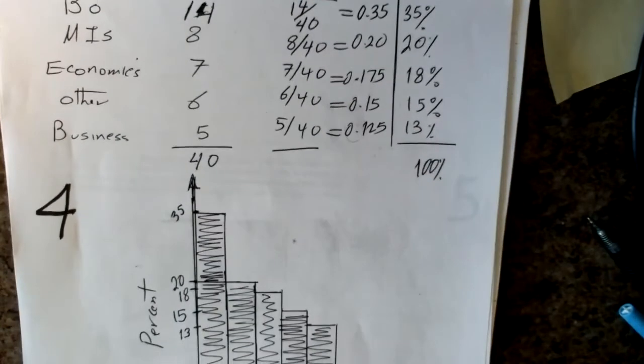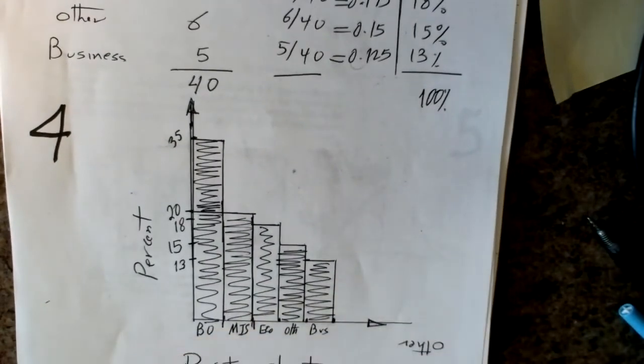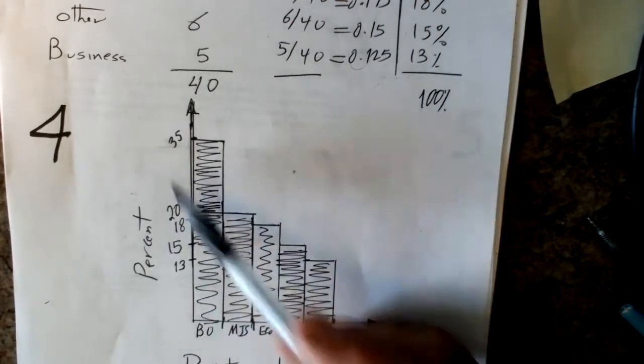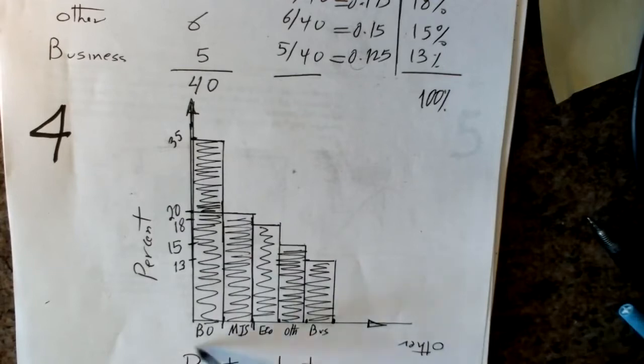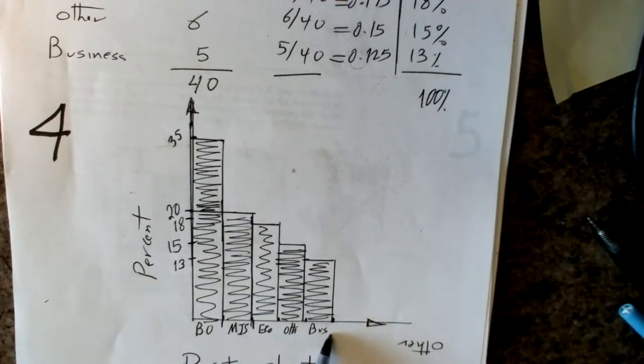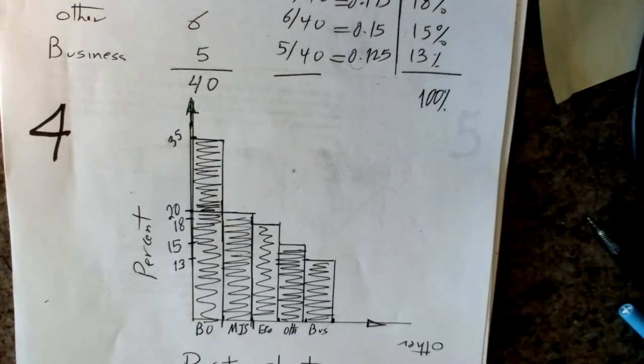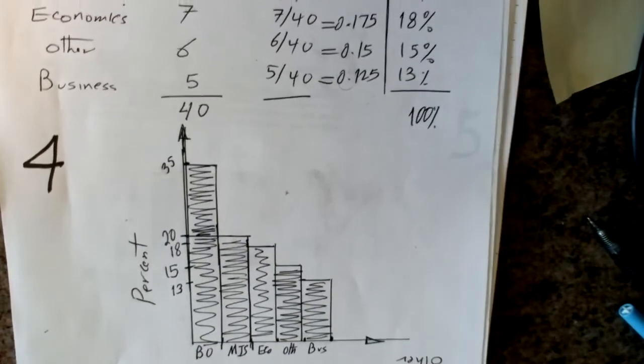And this is a better graph you have here. So if we ask you to graph and have your vertical axis as a percent, that's how you do it. So here, in this case, your horizontal axis is the major, and the vertical axis is a percent. They call this a Pareto chart.